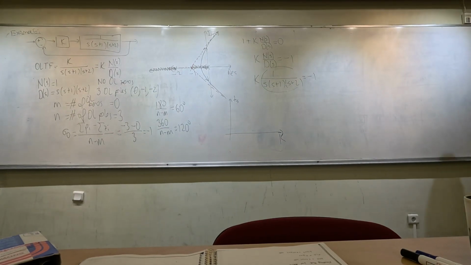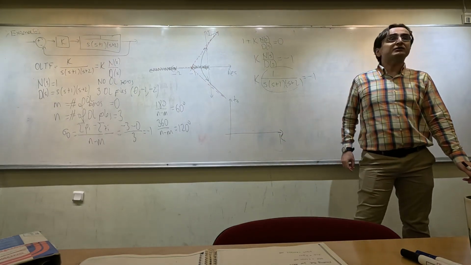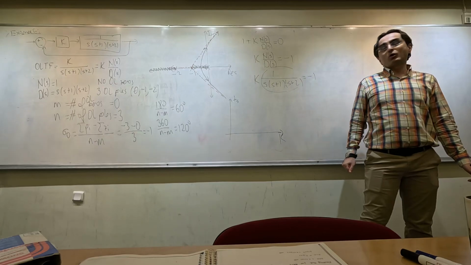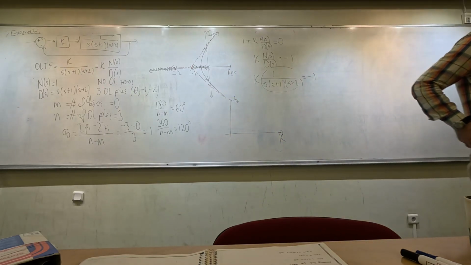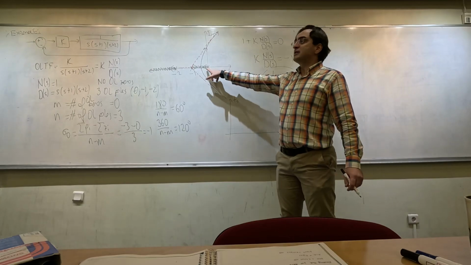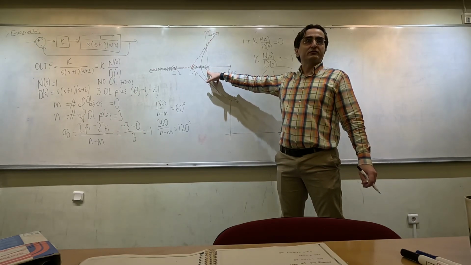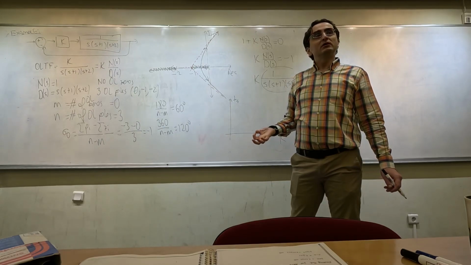So here, if I would like to draw the settling time of the system with respect to k, how can I draw it? Here, k is equal to 0. At k equal to 0, what is the settling time? At k equal to 0, we have a closed loop pole at the origin. Okay? That actually means that the settling time is infinite.